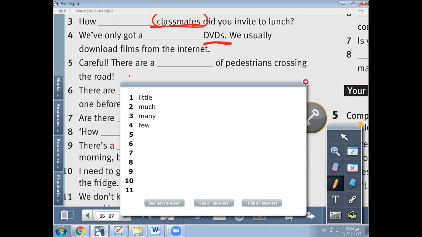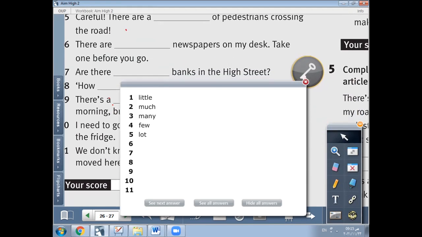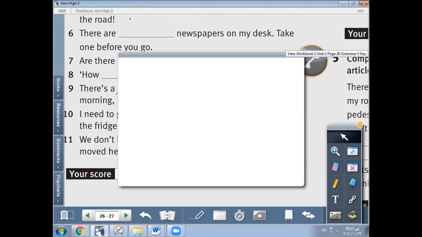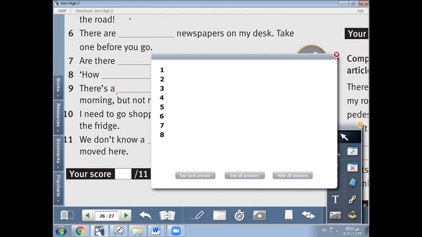Careful. Pedestrians crossing the road. There are, yeah, a lot of. The next. Yeah, it's already there, Munther. It's there with you.